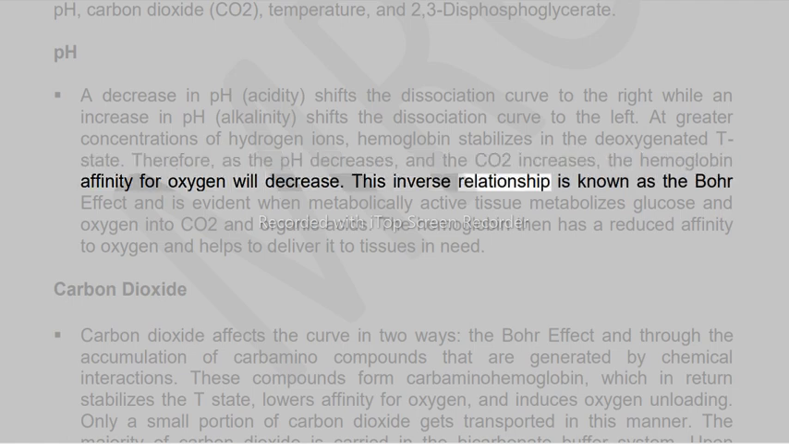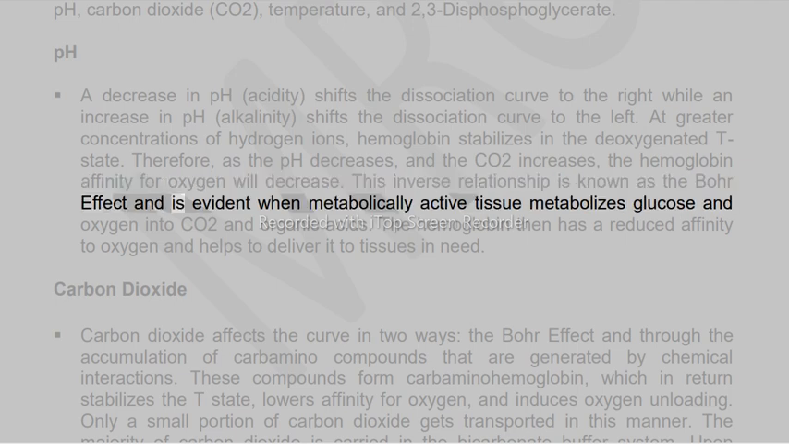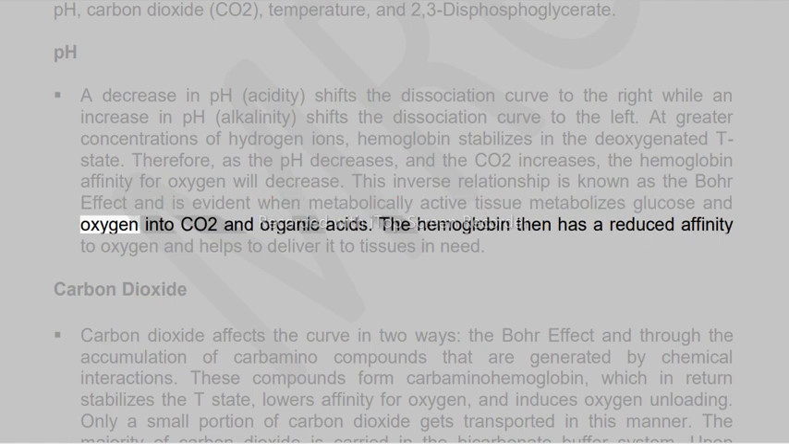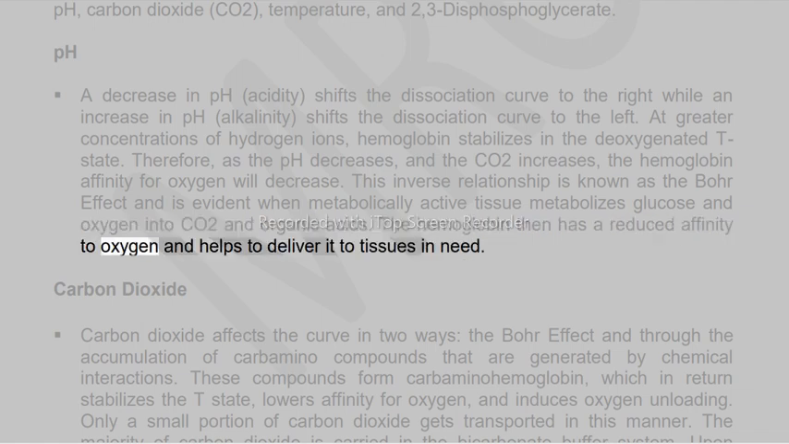This inverse relationship is known as the Bohr effect and is evident when metabolically active tissue metabolizes glucose and oxygen into CO2 and organic acids. The hemoglobin then has a reduced affinity to oxygen and helps to deliver it to tissues in need.